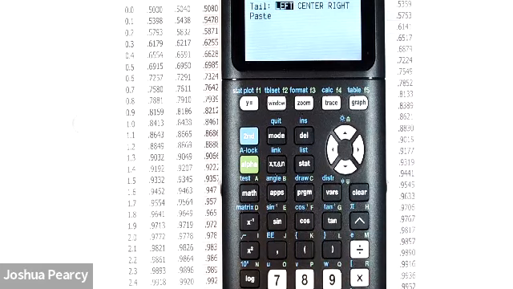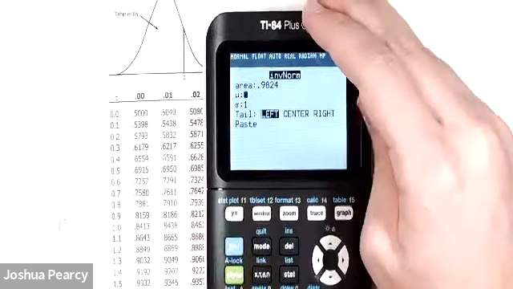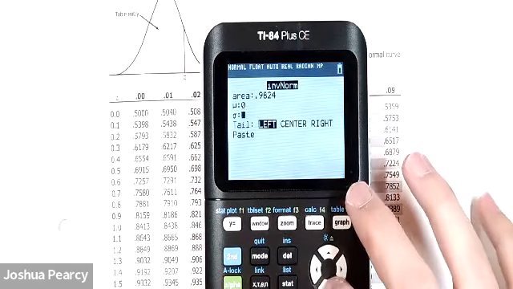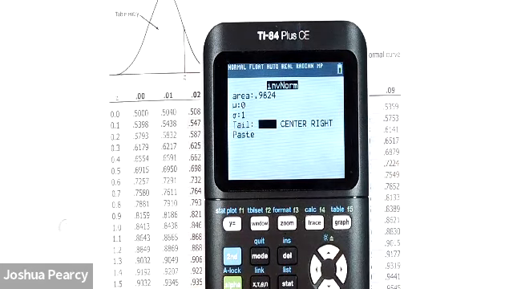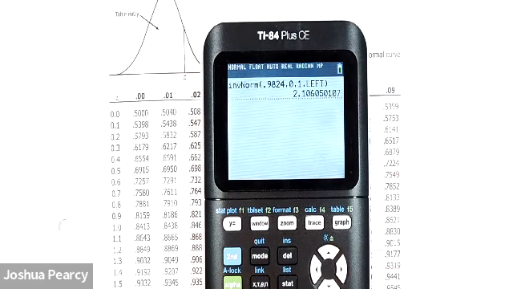You tell it the mean. In this case, we're still dealing with just z-scores, so the mean is 0 and the standard deviation is 1. You tell it which tail the probability is in. This probability is in the left tail because it's the area to the left. Then hit paste. Then it tells you the exact z-score. 2.106. That was pretty dang close. Just guessing.